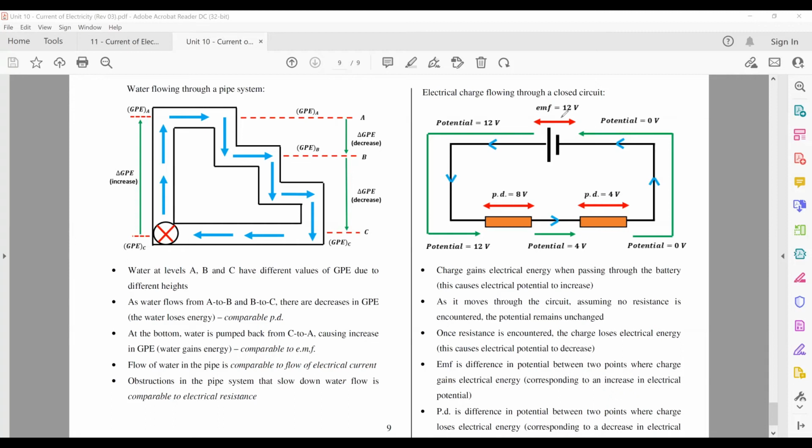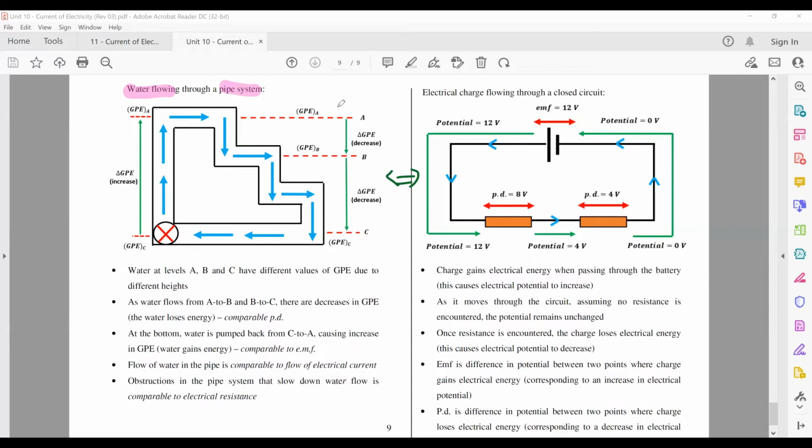Now, when you're talking about an electrical circuit, it normally involves a charge that moves through a circuit. It goes around in a loop. All right. So there are comparisons that you can make between the flow of charge in an electrical circuit and the flow of water inside a pipe system. Okay. You can make some similar comparisons.